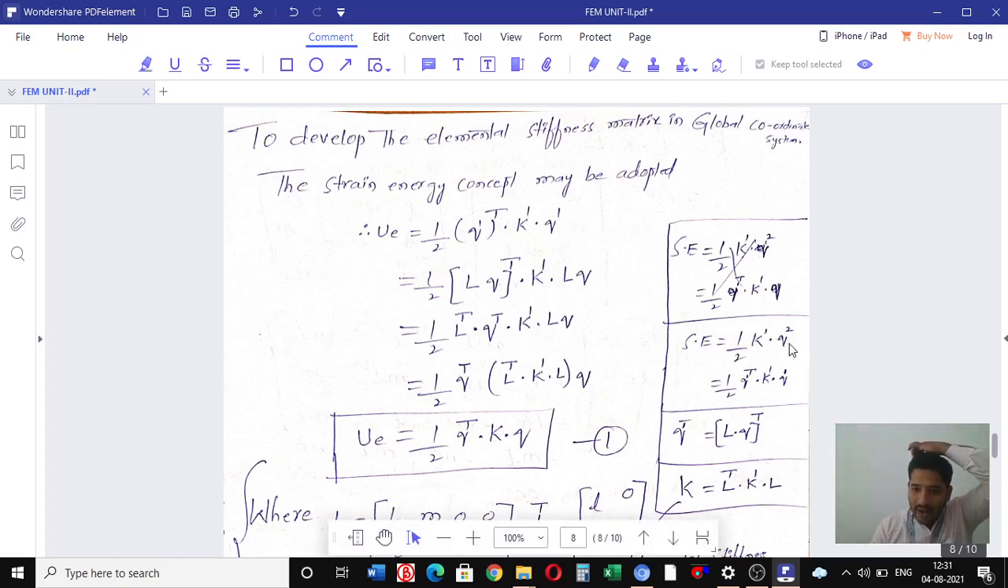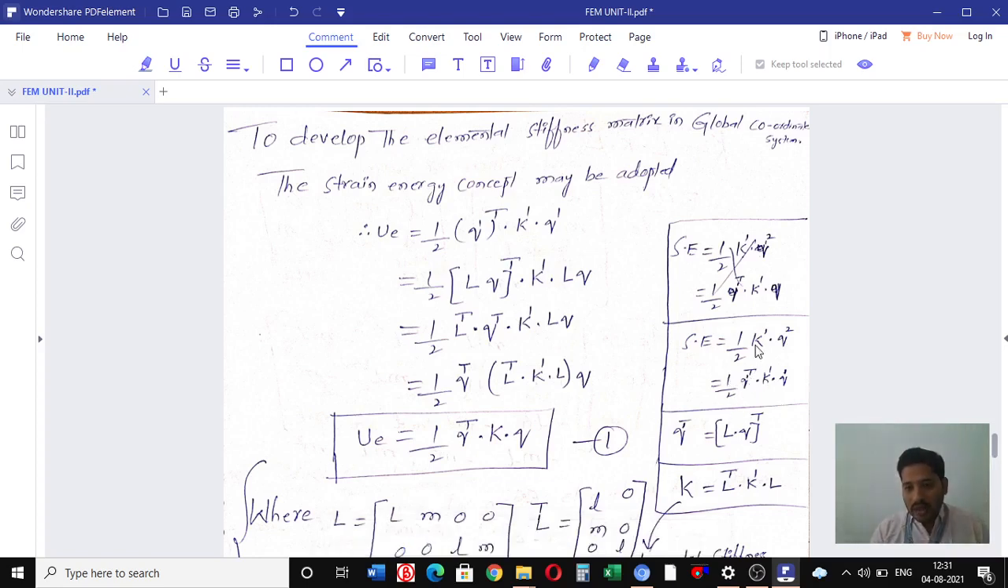This Q square we split in this form, 1 by 2 Q1 dash transpose K dash, and Q square we split in the form of Q1 and Q1. If the bases are the same, the powers should be added, so the power becomes Q square. Is it right? So this equation I am representing here: UE, the strain energy, is equal to 1 by 2 Q1 dash transpose into K dash into Q1 dash. Okay dear?